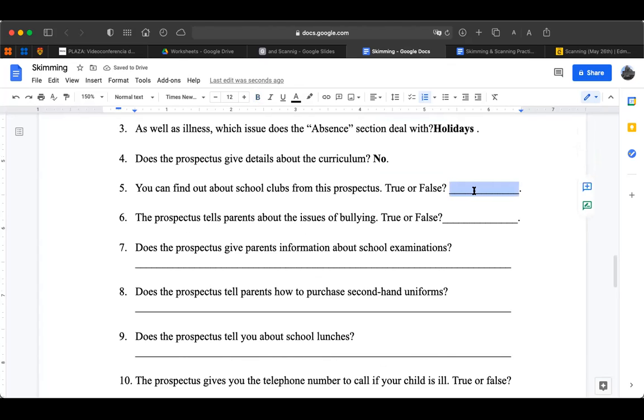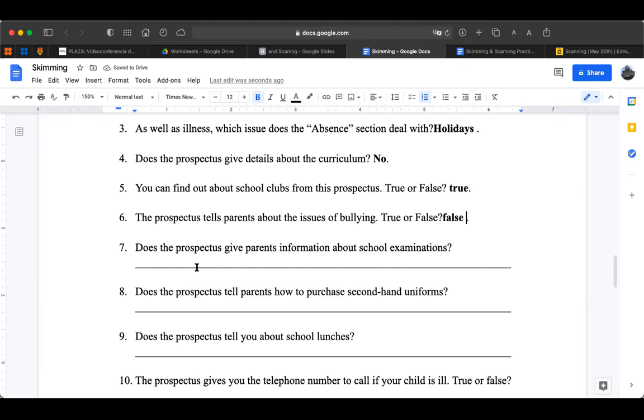Can you find out about school clubs from this prospectus? True or false? True, yes, it is true. You can, it's in the last part, true. This prospectus tells parents about issues of bullying, true or false? Okay, very good, false.